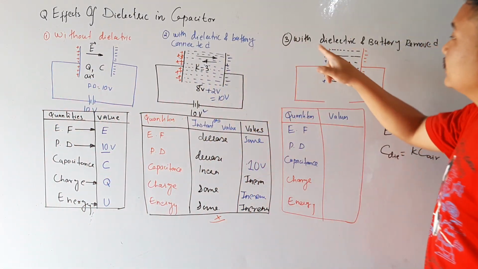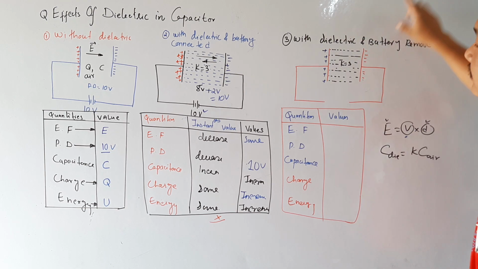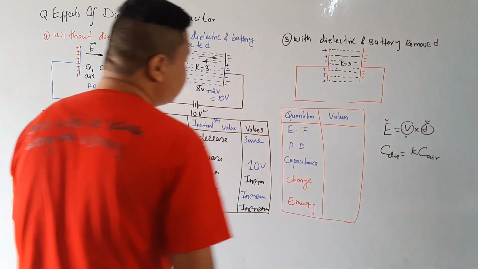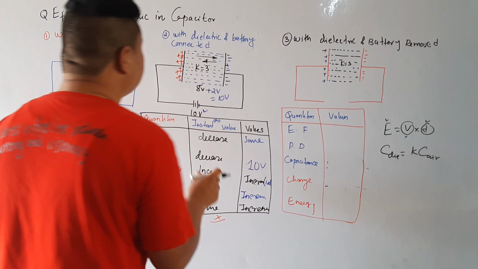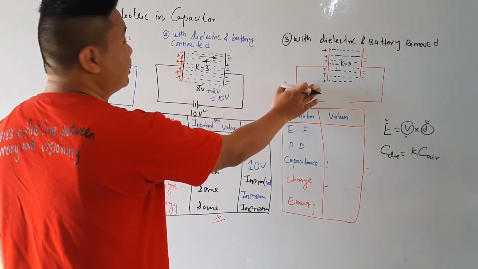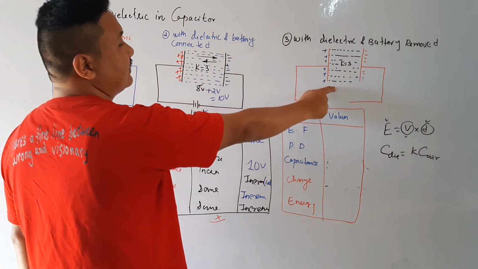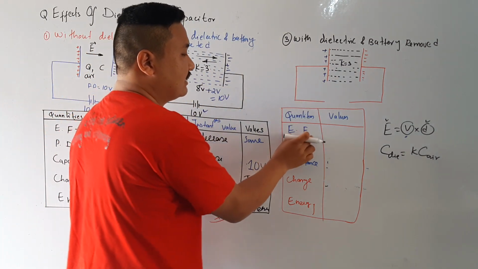Now let me go to the case with the dielectric and the battery removed. So there is no battery. This was the second case and this is my third case. Now I will put the dielectric, but I will remove the battery. So what will happen to the electric field?